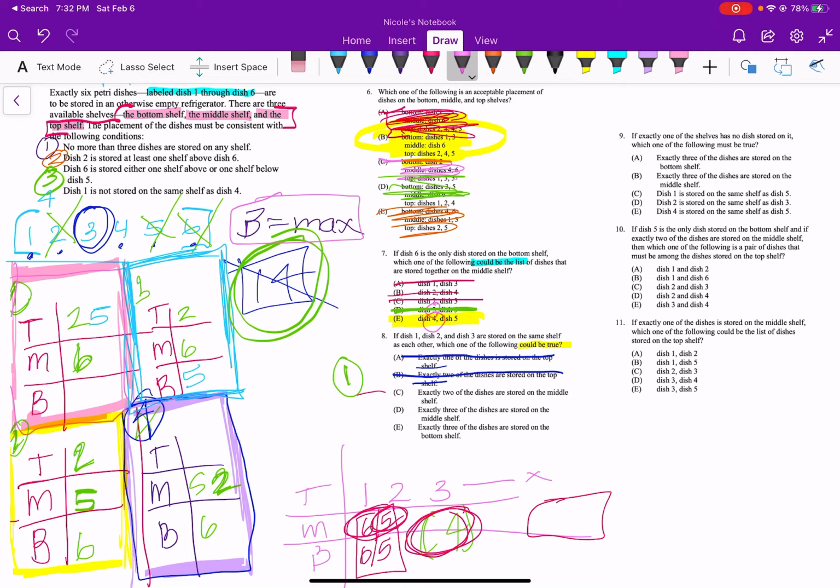D, exactly 3 of the dishes are stored on the middle shelf. No, there could never be 3 dishes on the middle shelf because 6 and 5 cannot be together. So we're going to go ahead and cross this one off. And then E, exactly 3 of the dishes are stored on the bottom shelf. No, because 6 and 5 cannot be together. And that is why C is our answer.